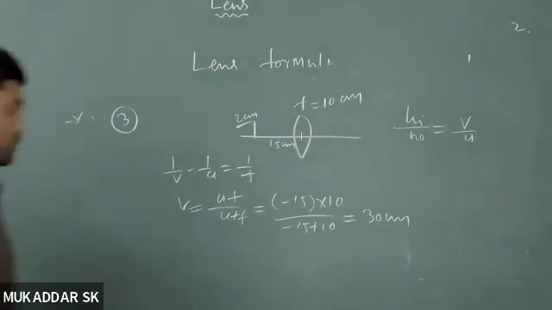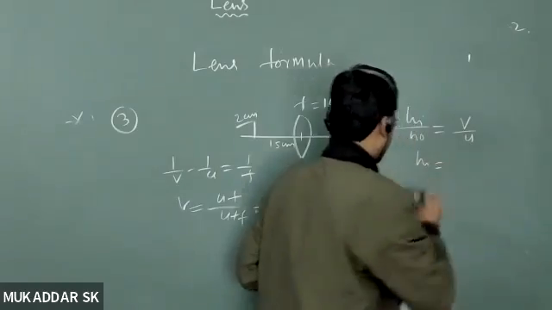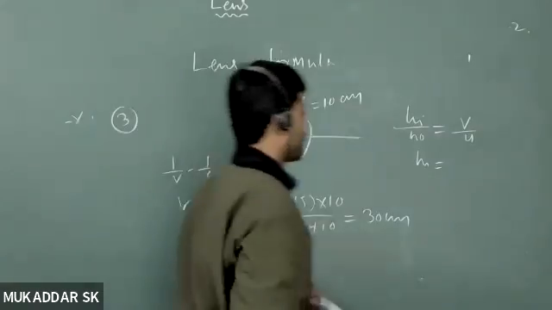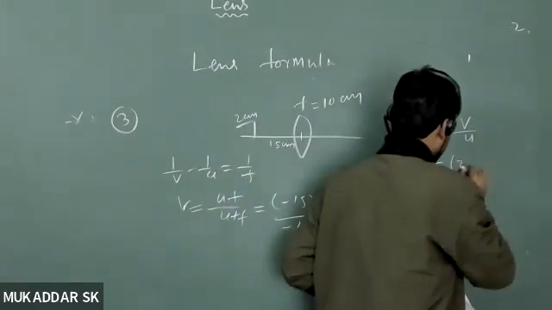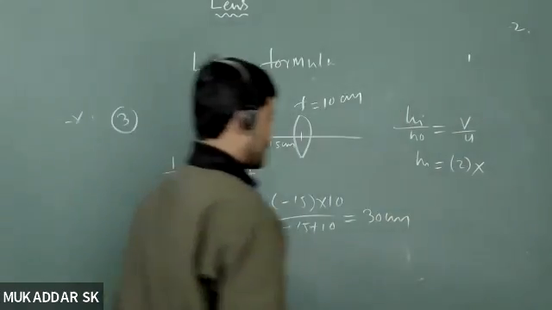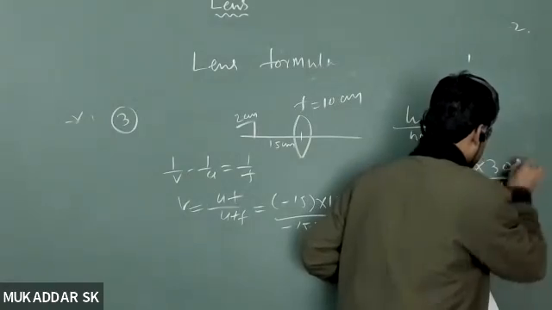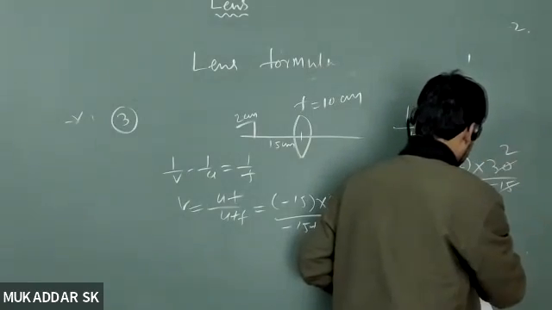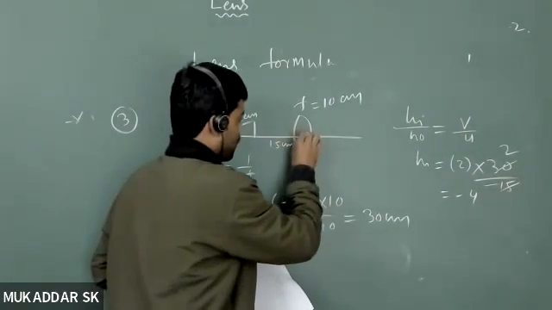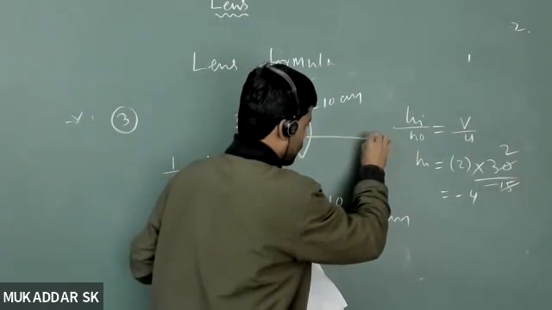Very good, very good. So it means height of image is v by u times height of object, that is given, and this will be positive because it is above the principal axis. So this will be 2 centimeter, and then you have v, that is 30 centimeter, divided by u. u is minus 15 centimeter. So this will be cancelled. You will get 2, so this will be basically minus 4. Then how will it look? It will be from the optical center at a distance of 30 centimeter, this image, and it will be looking like this.